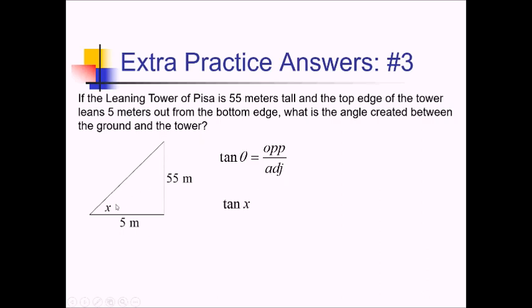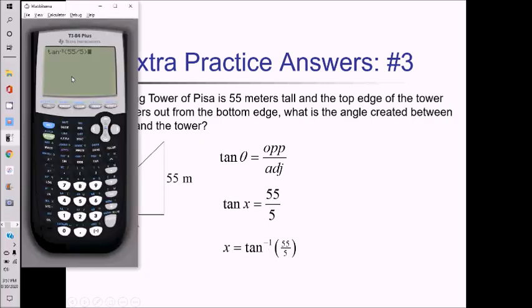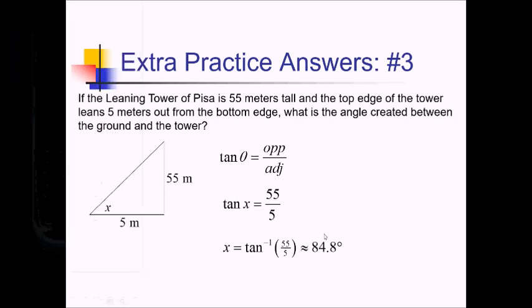So we can write tan of x equals our opposite side of 55 over our adjacent side of 5 here. And then to actually get the angle, we need inverse tan of 55 over 5. Let's see what that comes out to on the calculator. So doing a second tan and then 55 divided by 5, press enter. We get about 84.8 to the nearest tenth there, and that's going to be in degrees.